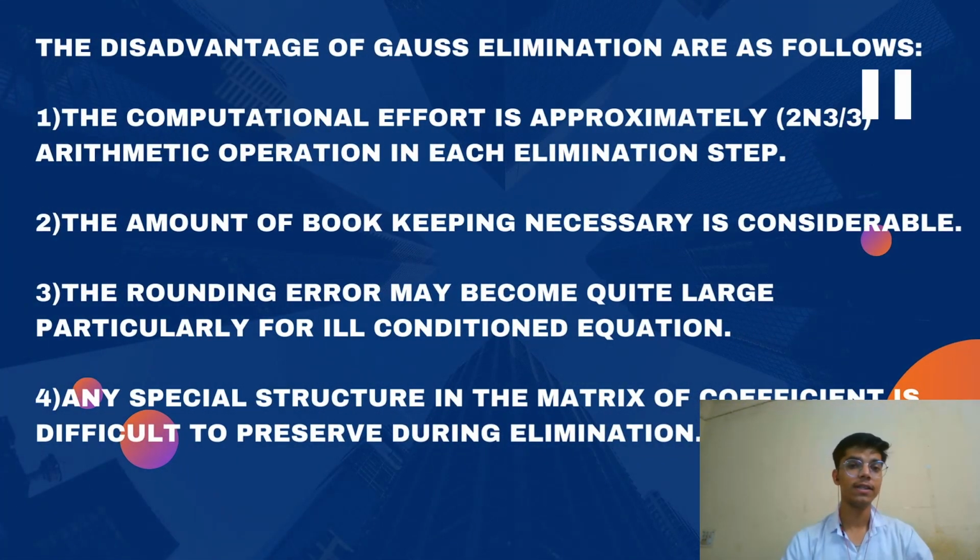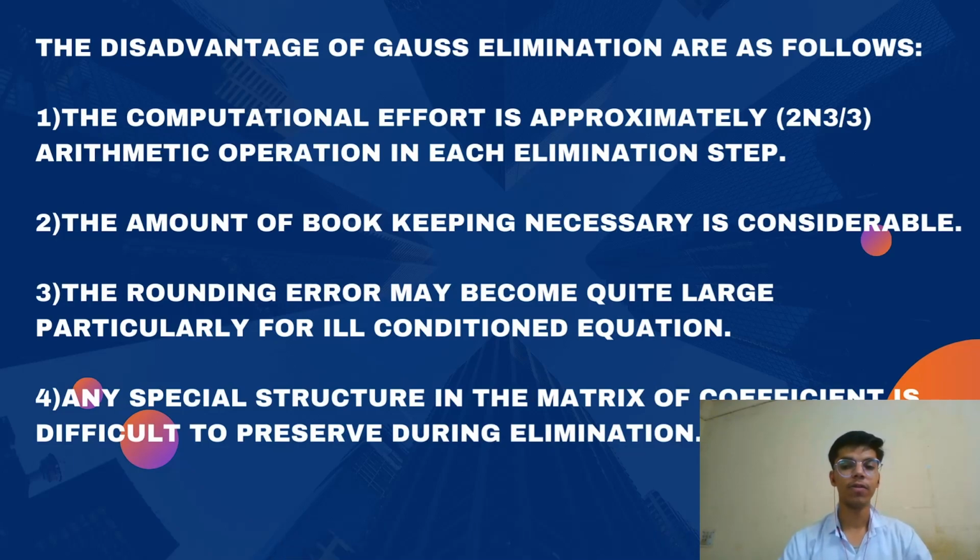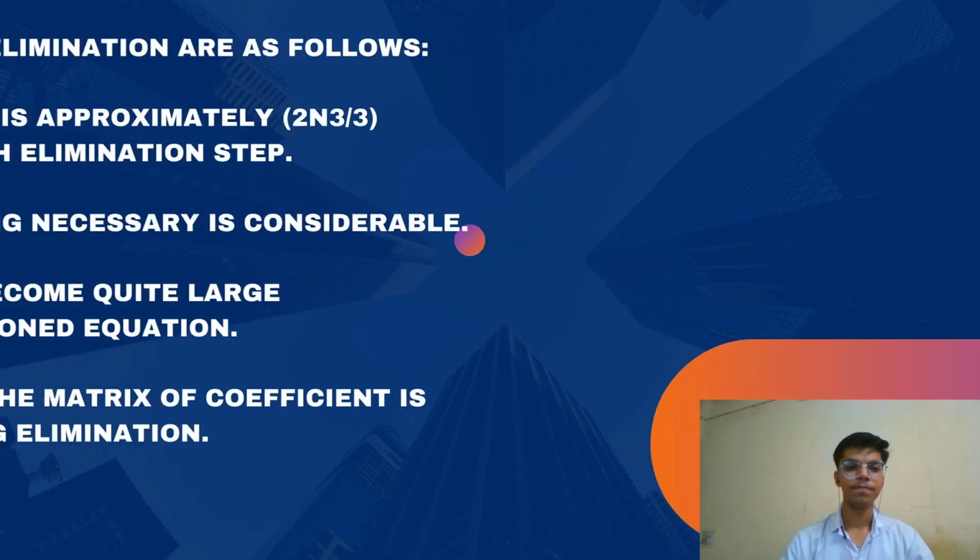Now, what are the disadvantages of Gauss elimination? They are given as follows. The computational effort is approximately 2n cube divided by 3 arithmetic operations in each elimination step. The amount of bookkeeping necessary is considerable. The rounding errors may become quite large, particularly for ill-conditioned equations, and any special structure in the matrix of coefficients is difficult to preserve during the elimination.